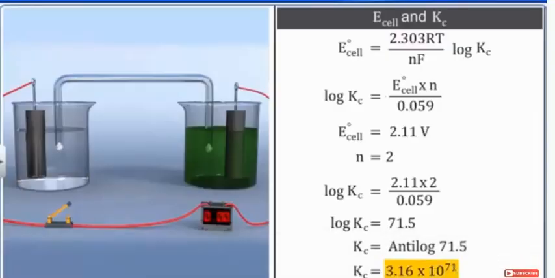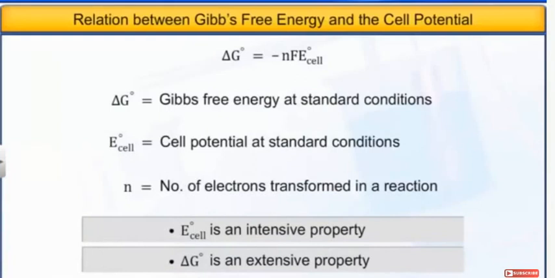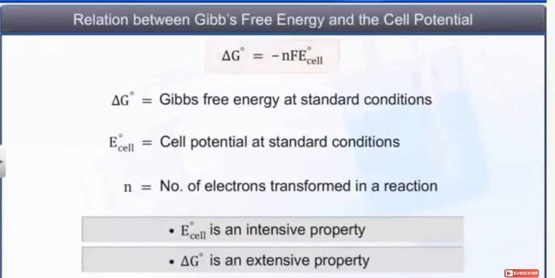It is also possible to derive an equation relating the Gibbs free energy and the cell potential. The equation is shown here. This is another equation that you should memorize. Note that standard cell potential is an intensive property, but the Gibbs free energy is an extensive property. The value of delta G depends on the number of electrons transferred.